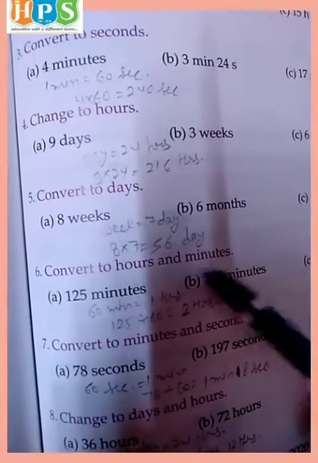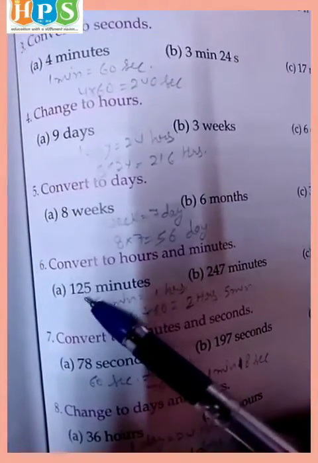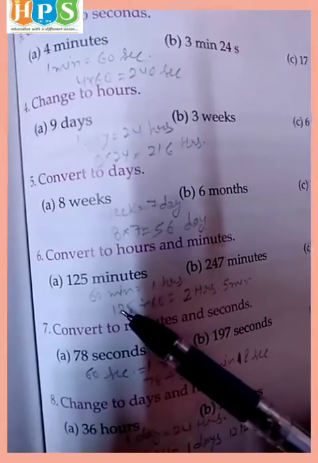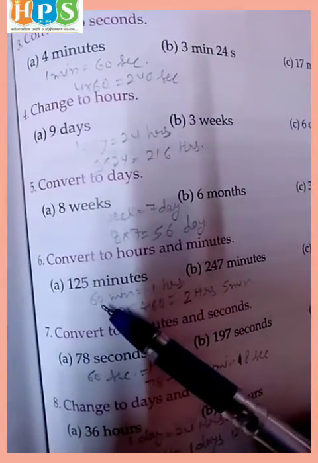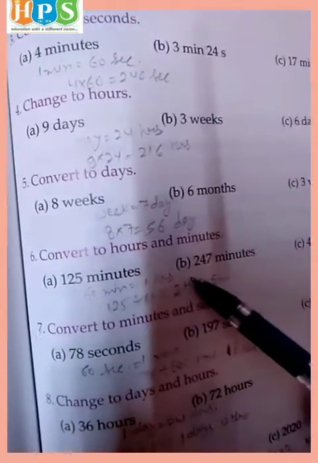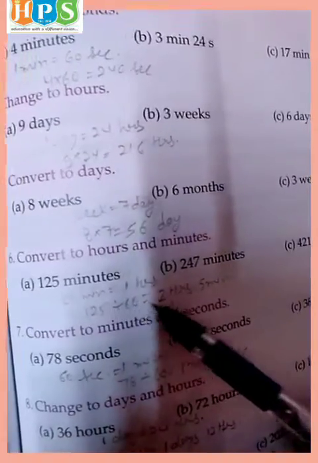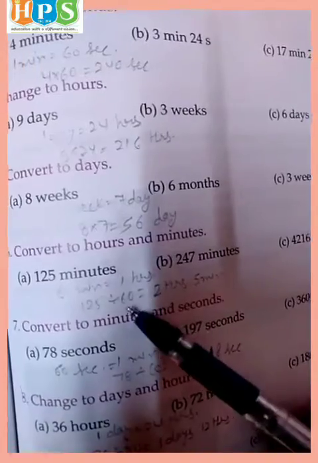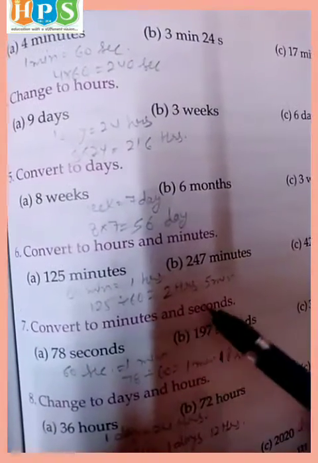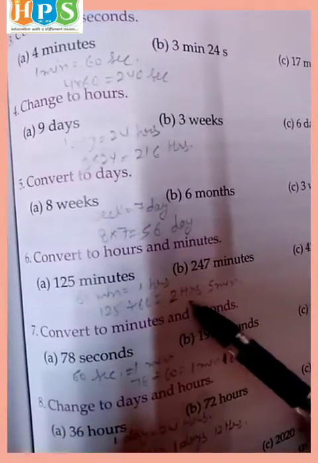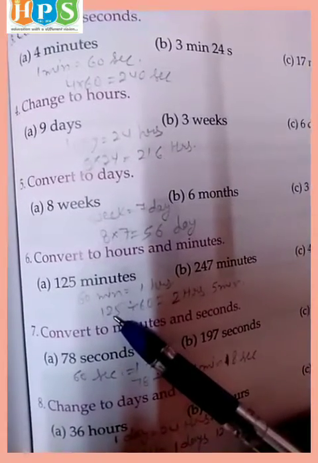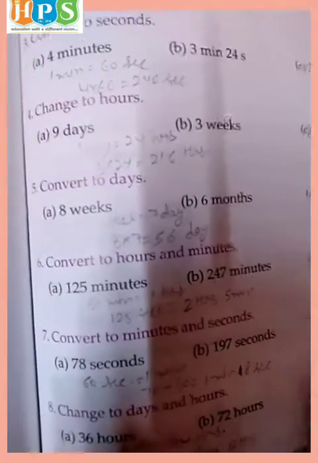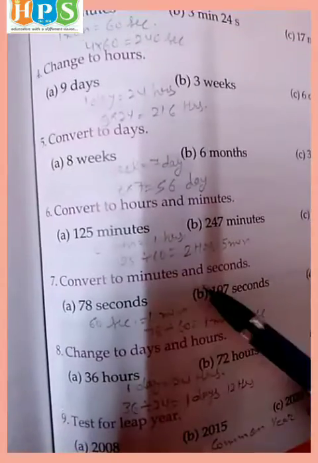Convert to hours and minutes. 125 minutes. 60 minutes is equal to 1 hour. 125 divided by 60 is equal to 2 hours and 5 minutes. 1 sixty is 60, 2 sixties are 120, and 5 left is minutes. 5 minutes.